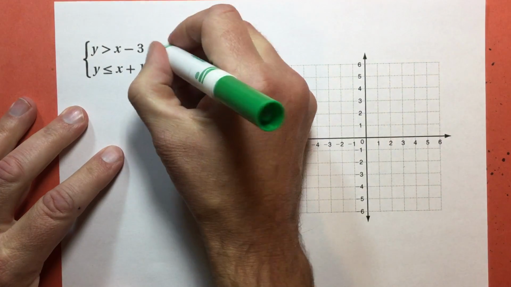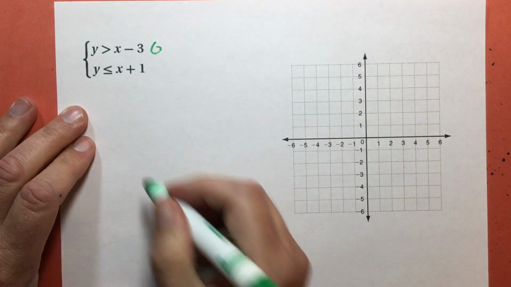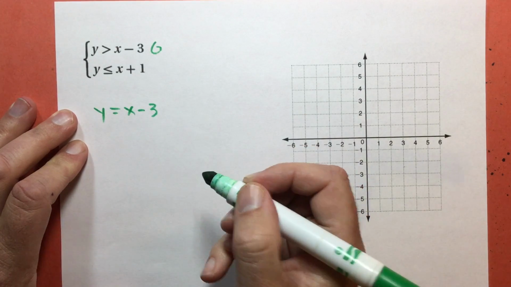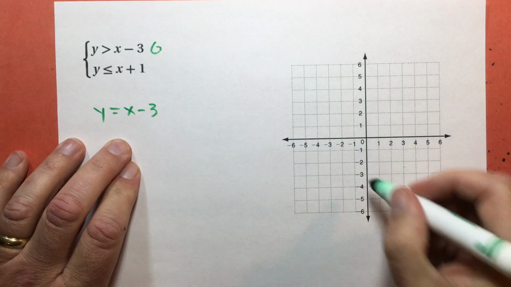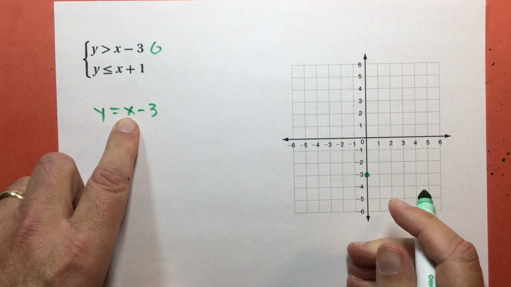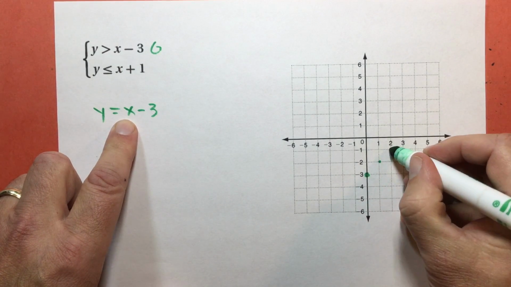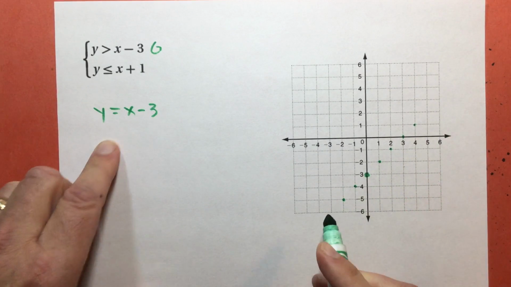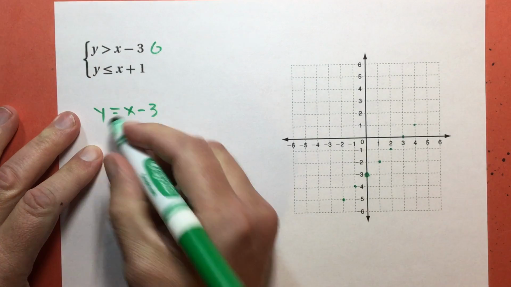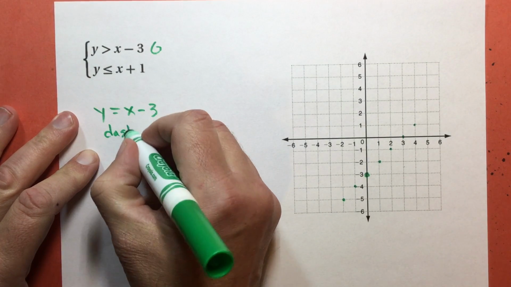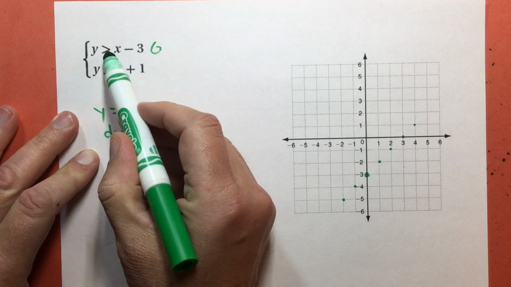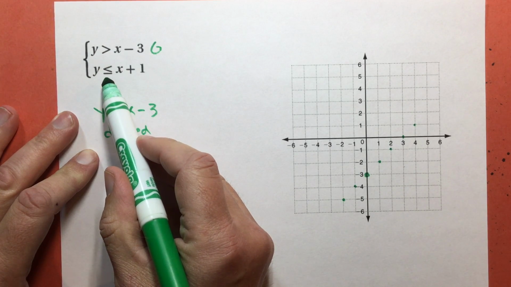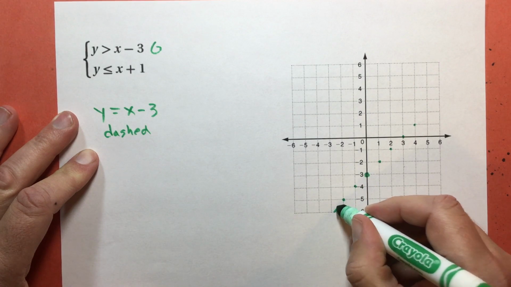All right, so here's my green one, G for green. Boundary line is y equals x subtract 3. That tells me that my y-intercept is -3 right here, and that my slope is 1. So it's going to go like this, and like this. That tells me it is a dashed line. When I have greater than it's dashed, this one's going to be solid when it has the or equal part to it. So let's draw my dashes.